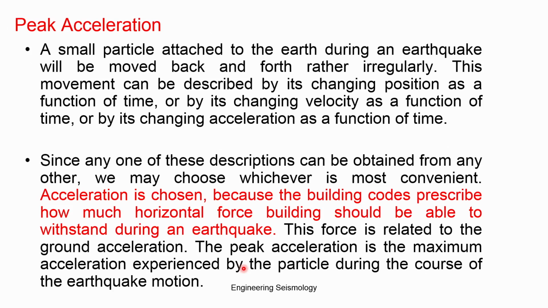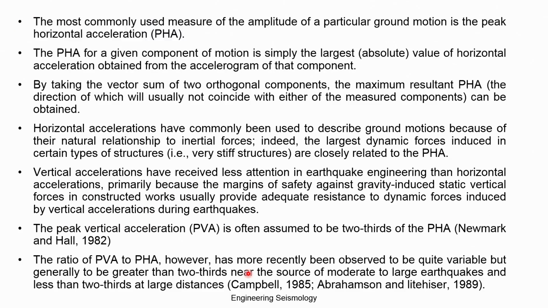The peak acceleration is the maximum acceleration experienced by a particle during the course of earthquake motion, or the maximum waveform recorded in the seismogram. Whatever the seismogram records, the waveform you are getting is your peak acceleration. This is also called the peak horizontal acceleration, because as we have seen, each earthquake has 3 components, 2 horizontal and 1 vertical. So peak ground means the maximum of that.